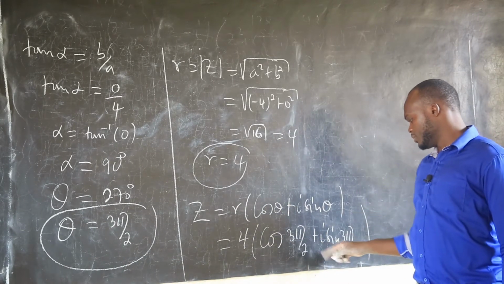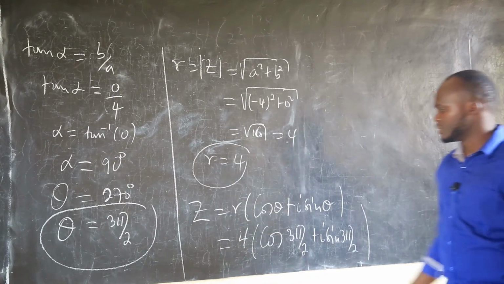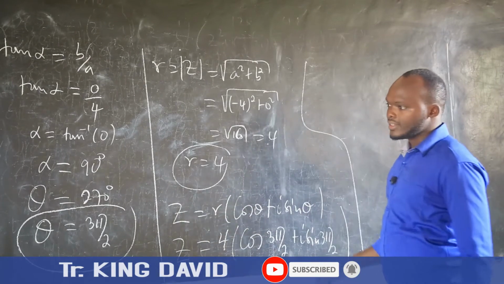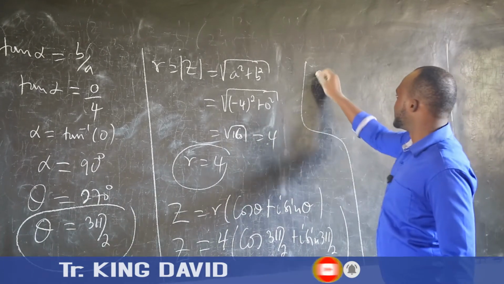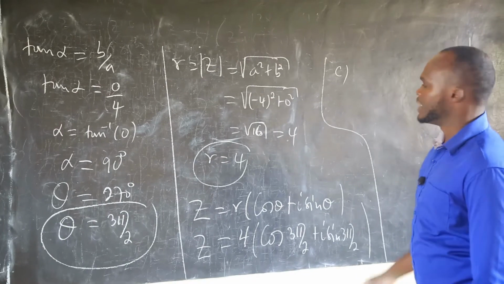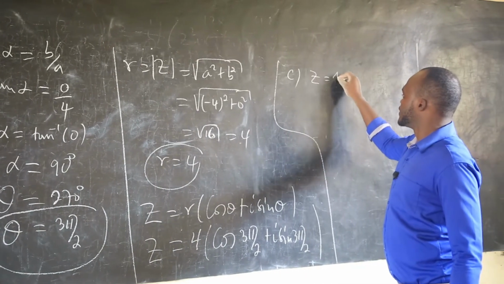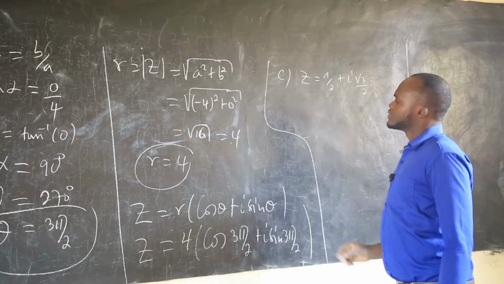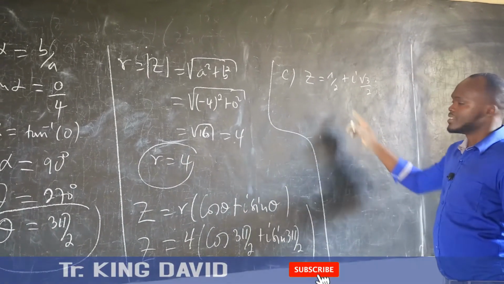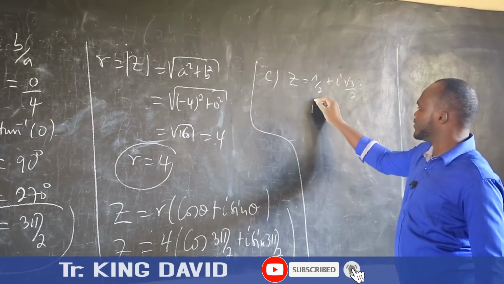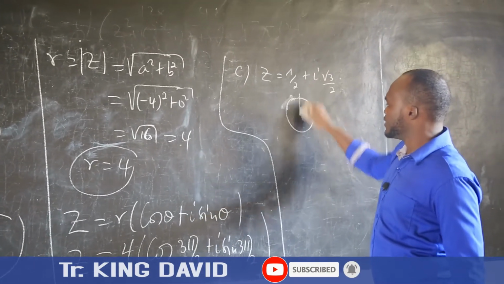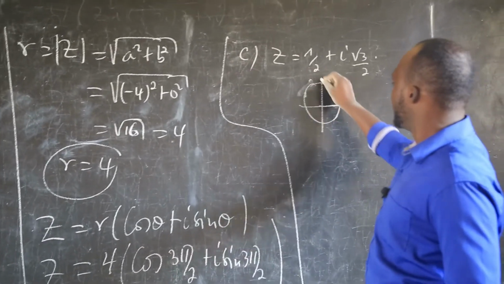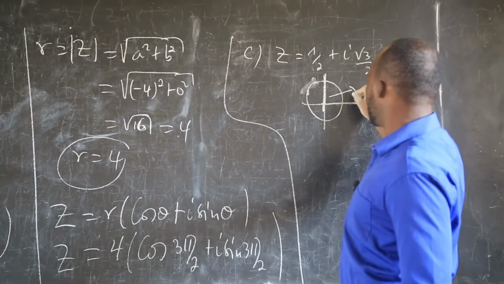Cos 3 pi over 2 plus I sin 3 pi over 2. So that is our Z. Now for part C, Z equals 1/2 plus I root 3 over 2. Which quadrant is this? This is the first quadrant, because our A is positive and our B is positive.